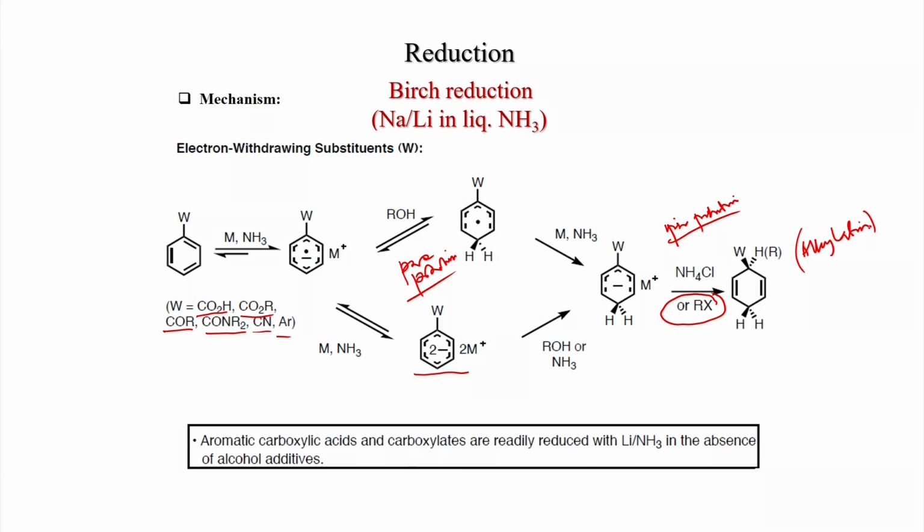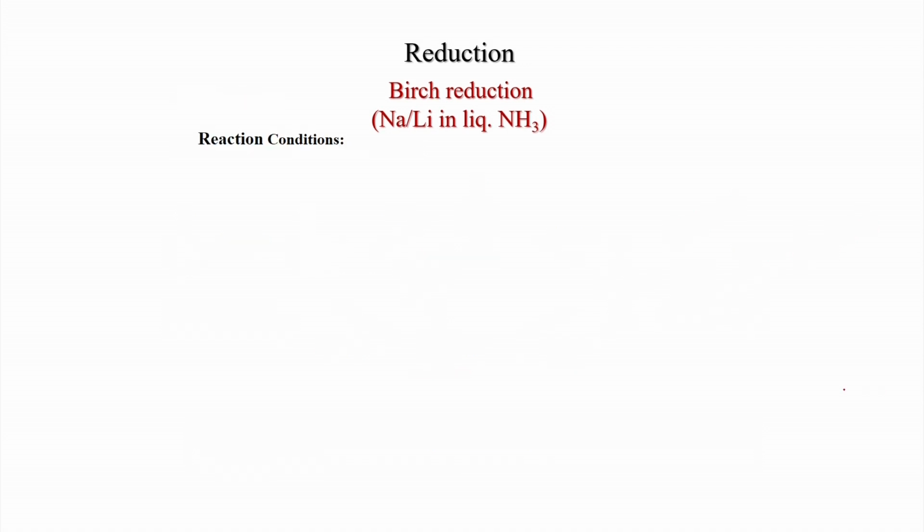So alkylation is also possible, and particularly only when the electron withdrawing group is present in the aromatic system. So aromatic carboxylic acids and carboxylates are readily reduced with lithium in liquid ammonia in the absence of alcohol derivatives, and in the absence of alcohol derivative, this is the method that is followed actually. So dianion, and then the ammonia comes, becomes anion, and then ammonium chloride.